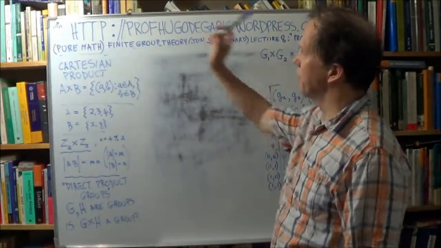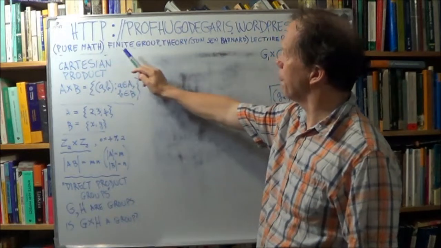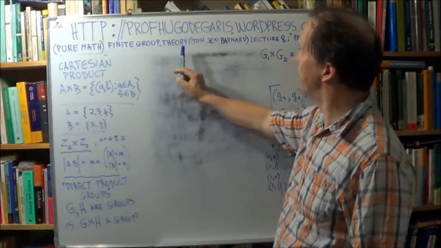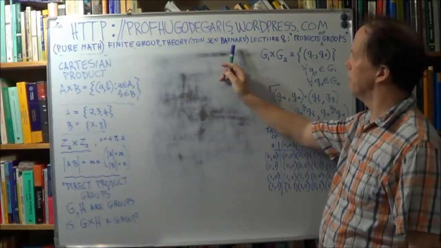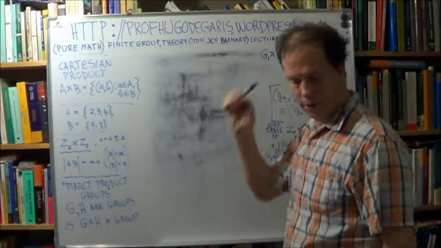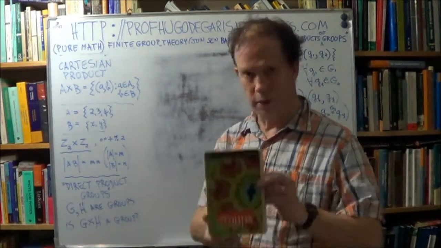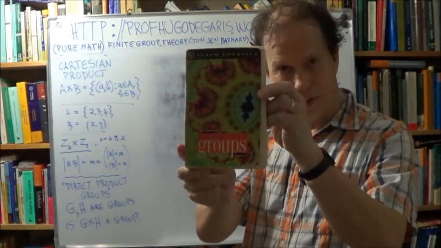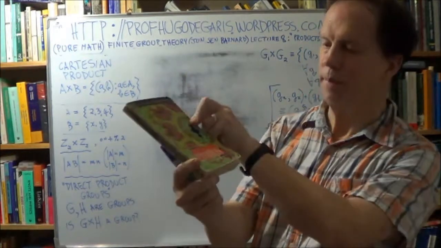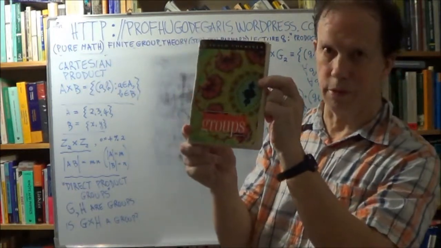It's a pure math lecture on the topic of finite group theory at junior and senior level, and Barnard is the first author of the text that I'm using in the Teach Yourself series, and the title of the book is called Mathematical Groups.